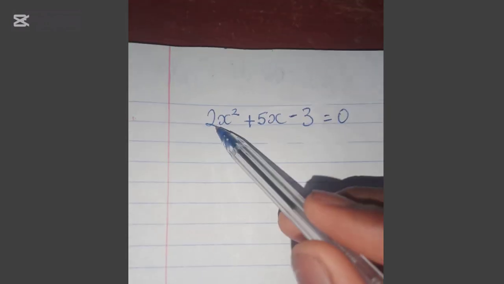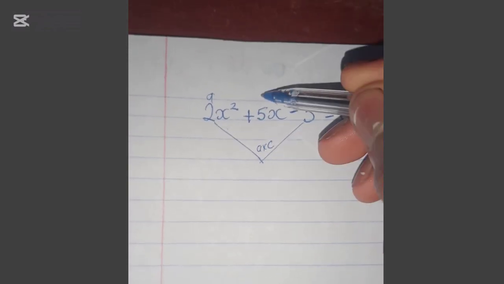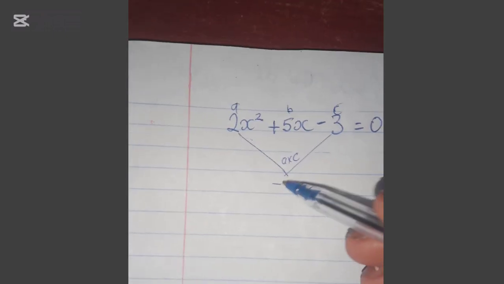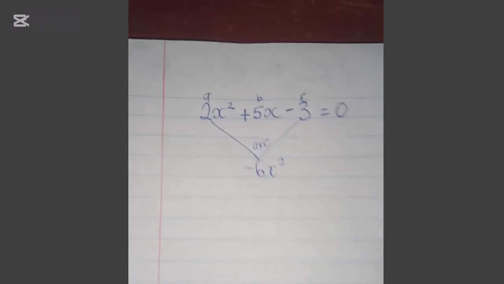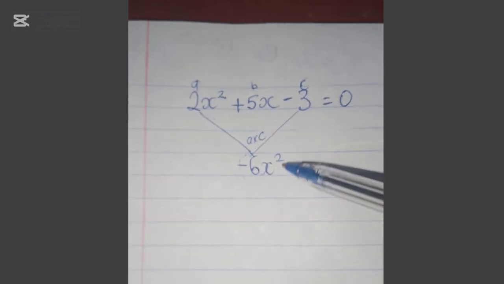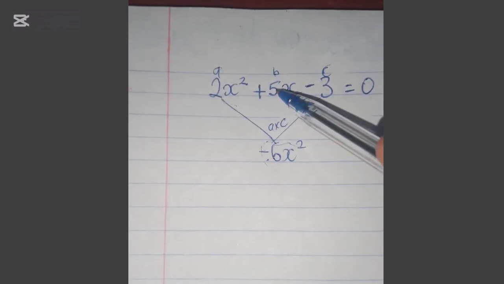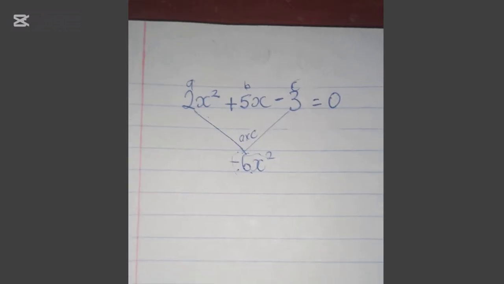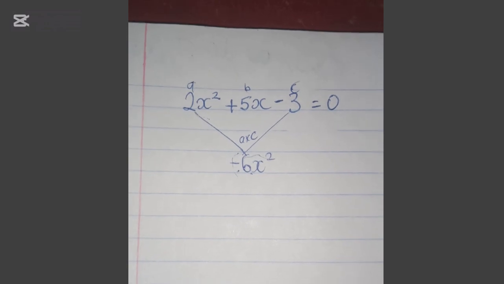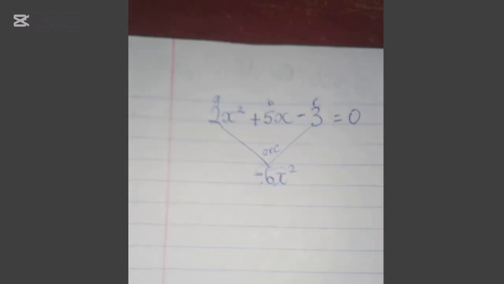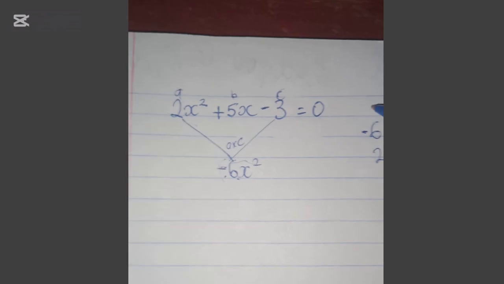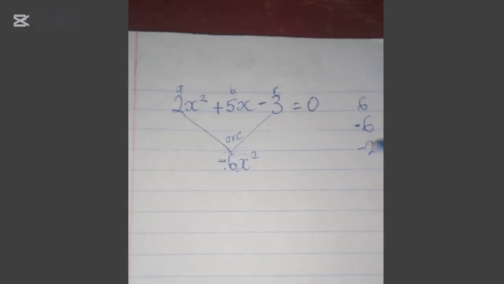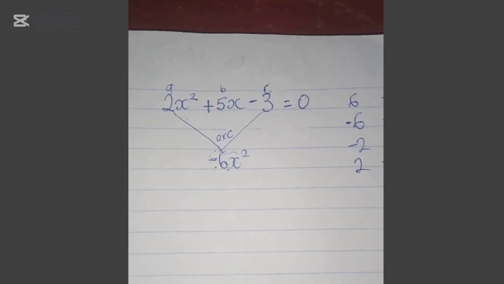So what I like to do, I just draw this cross here to multiply the term a and term c. That is a times c, and this is term b. So when I do that, that is minus 6x squared. So what we'll do is to break down this minus 6x squared into what can give us plus 5x. So we'll just write the product of 6 minus 6x squared. That's 6, 1, 2, 3. But we also have this minus, so we'll put signs for each of them. Minus 6 plus 1, 6 minus 1, minus 2 plus 3, 2 and minus 3.